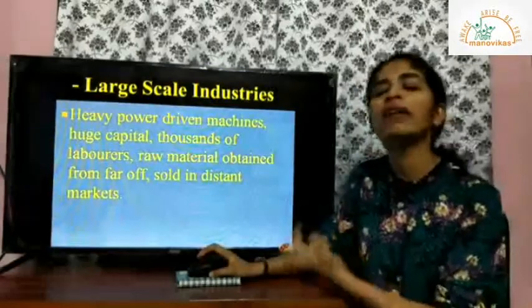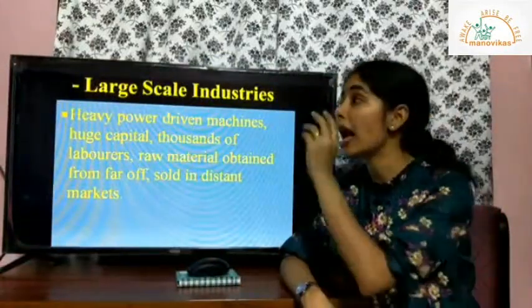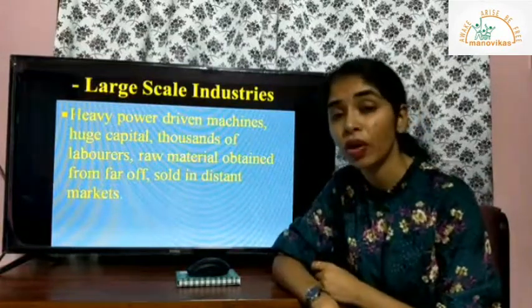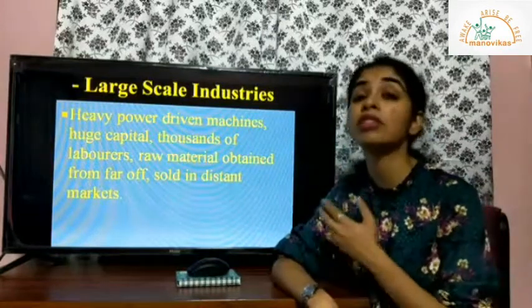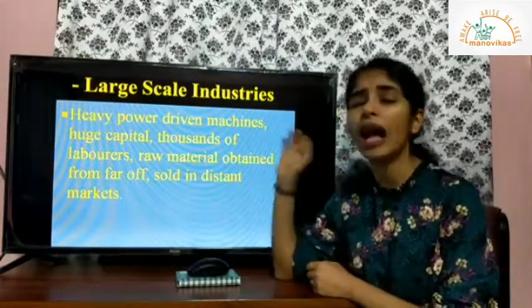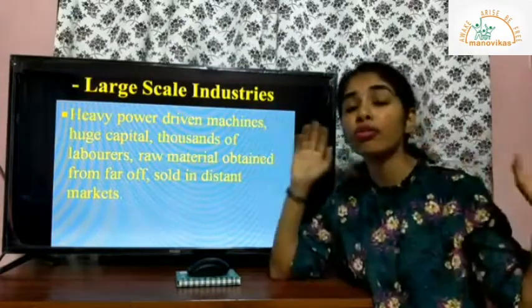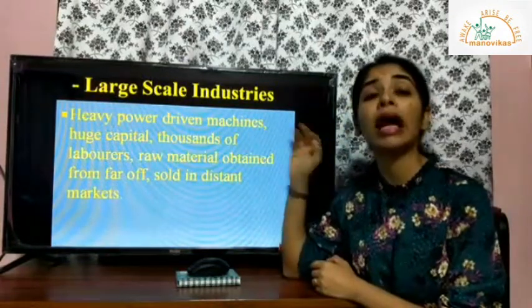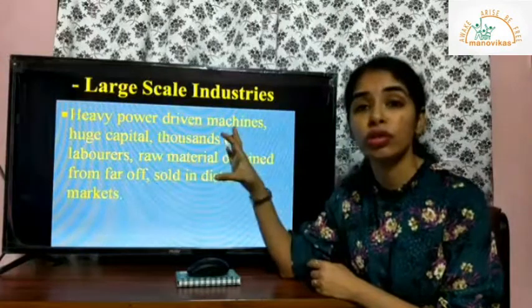Then we have large scale industries. This involves, as the name suggests, operations on a very, very large scale. Okay, people employed are also in thousands, sometimes in lakhs. Okay, they use high-end, heavy power-driven machines. These are huge, extensive machines. Okay, and then the capital or the money that is put here is in crores.